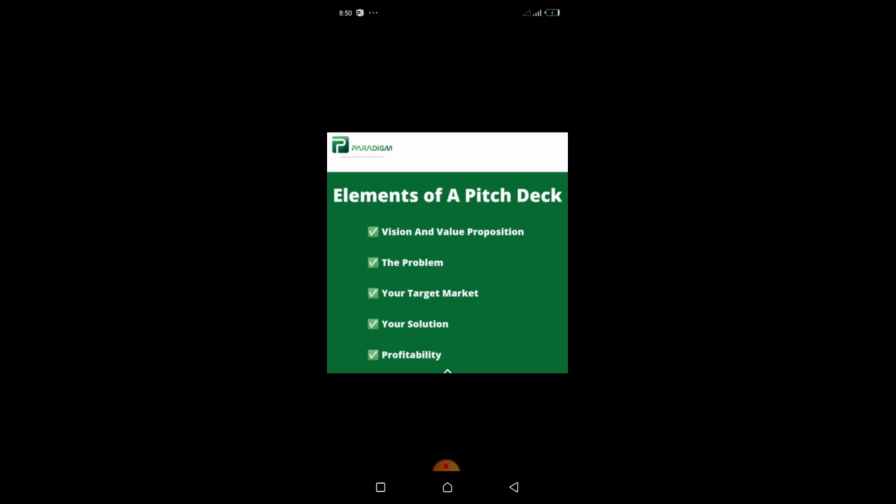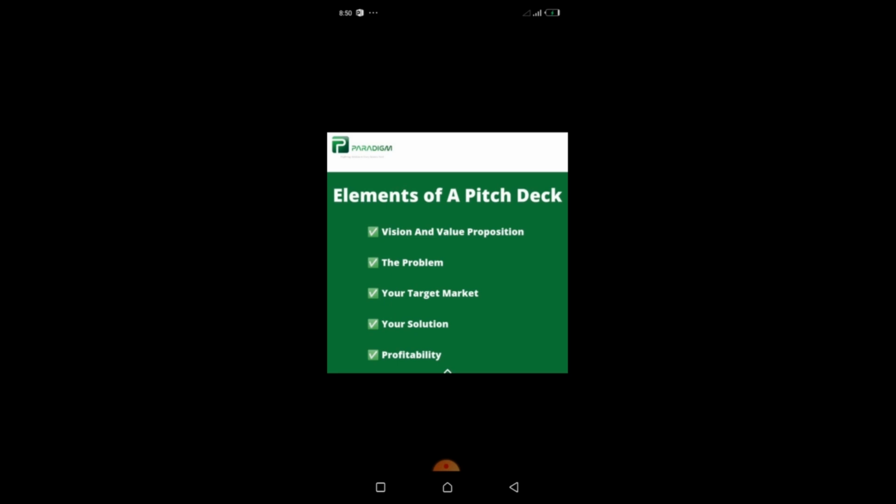Then the fourth element is your solution. Now you have identified the problem, you have identified the target market, those who have the problem. Then the next thing is what is your solution? How do you want to solve it? How? The next thing is your profitability.